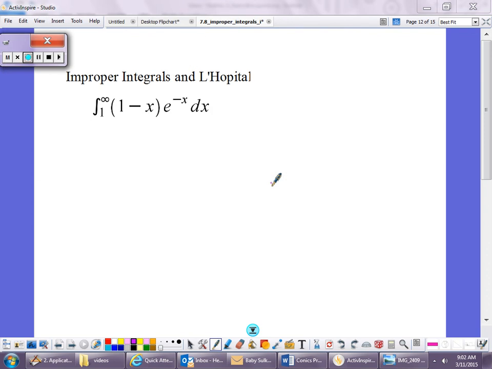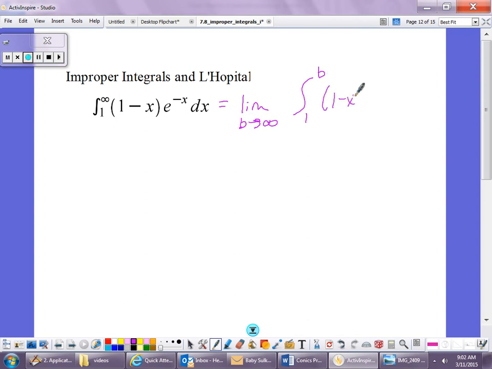This one I'm going to do an integral that's a little bit more complicated, and it also involves using L'Hopital, so it makes it kind of extra cool in a way. Okay, so first thing I want to do is I know that this is going to be equal to the limit, right, as b goes to infinity, the integral from 1 to b, 1 minus x e to the negative x dx.